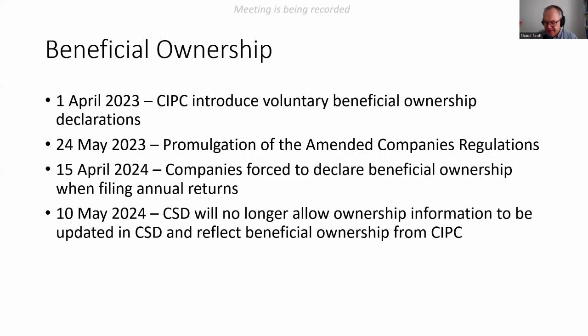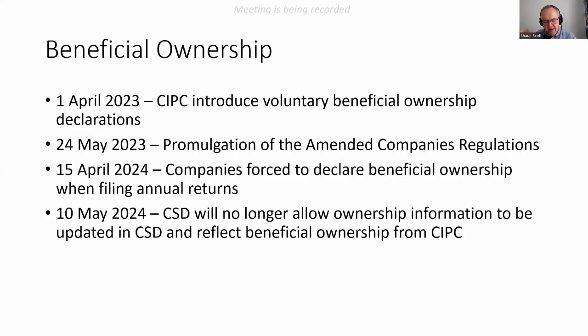CIPC, that's the organization, that system where you register businesses. From the 1st of April, almost a year ago, they had a beneficial ownership declaration option. The company's regulations were amended on the 24th of May last year. And as of the 15th of April this year, companies have to declare beneficial ownership.